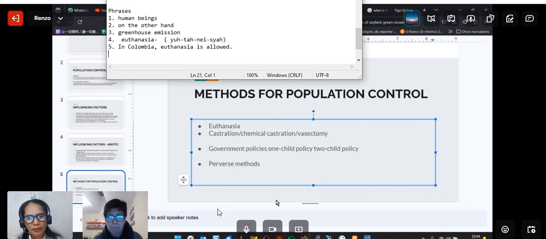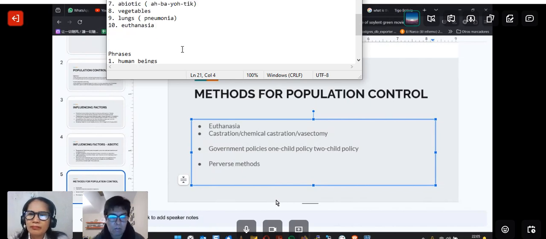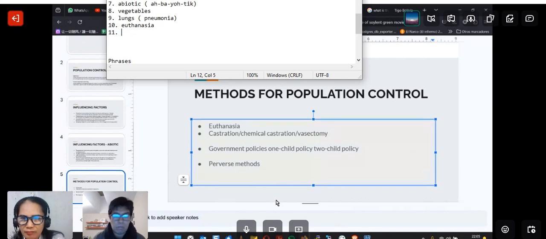For example, the government applies some of these methods specifically to minorities because they want the population to be more, what's the word, hegemonic. So in some cases, minorities have been victims of these perverse methods. But we will see this in the next slides.